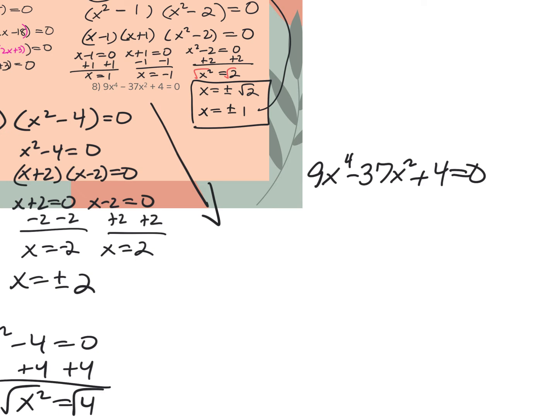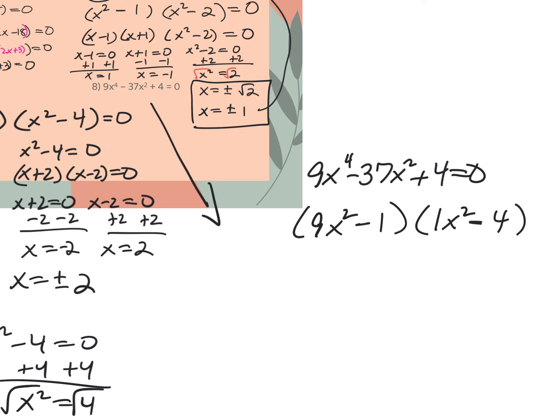So for number 8, let me just rewrite it over here. 9x to the 4th minus 37x squared plus 4 equals 0. I'm going to just go ahead and guess and test on this one. So factors of 9 are going to be 9 and 1. Factors of 4, I'm going to use 1 and 4 as well. And then it's a positive 4, but the sign in the middle is negative.